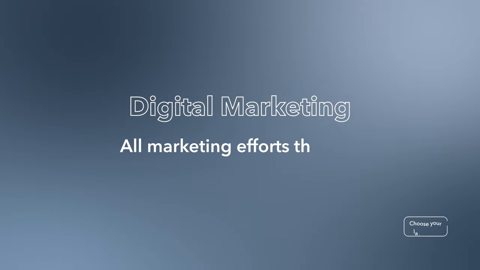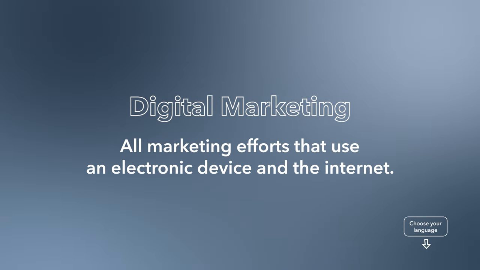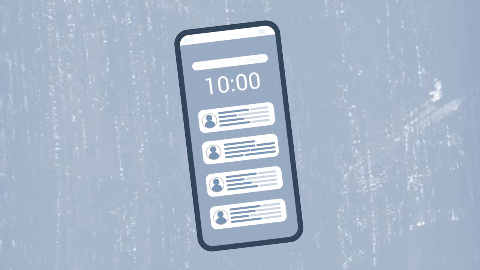HubSpot defines digital marketing as all marketing efforts that use an electronic device or the internet. Traditionally, this means the efforts you put into marketing using search engines, social media, email, and websites. But in today's world, it can also mean when users are watching videos, playing video games, and even chatting with friends. That's right, every interaction is an opportunity. Nothing is sacred from the clutches of commoditization.